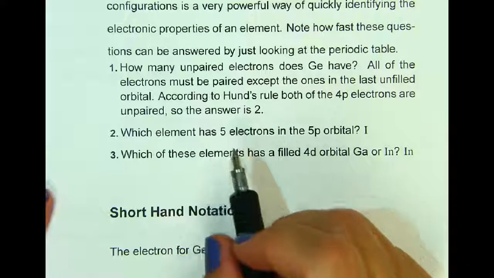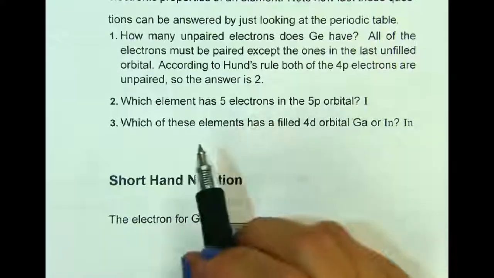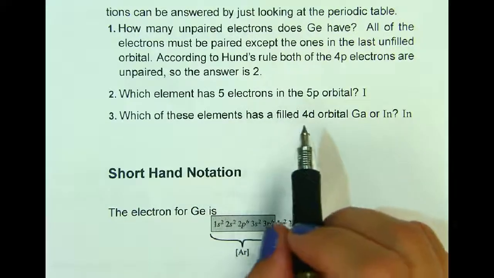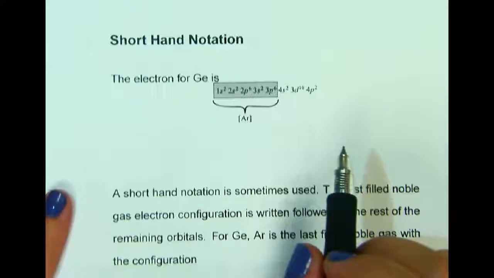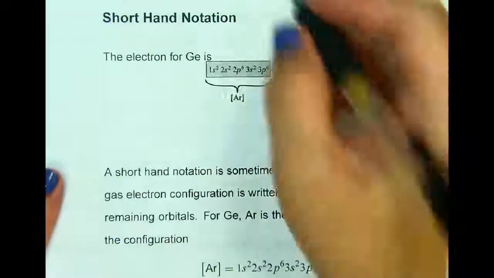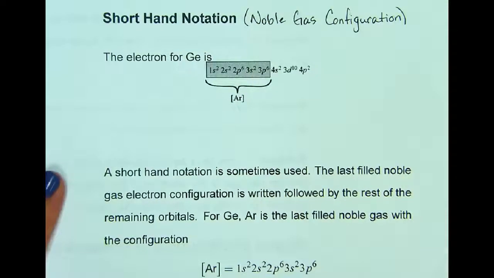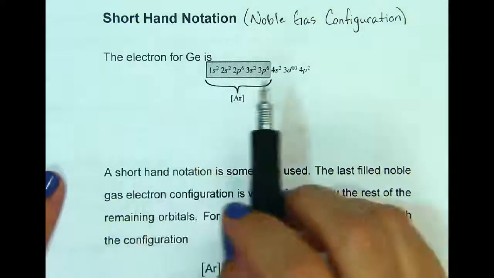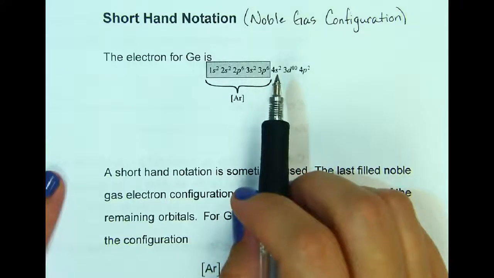Which element has 5 electrons in the 5p orbital? Iodine. Which of these elements has a filled 4d orbital, gallium or indium? And you can say indium. So shorthand notation, also known as noble gas configuration, is where we go to the previous row number, which in our case, germanium is on row 4.